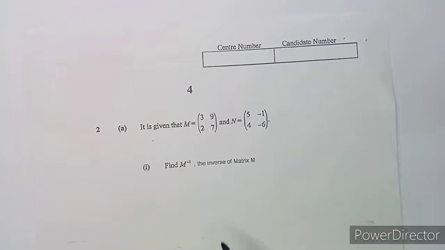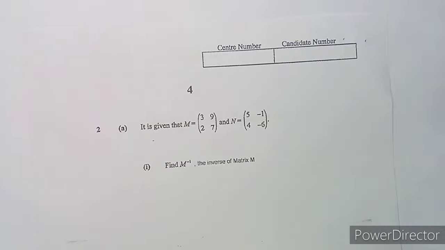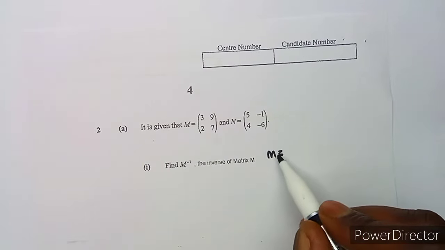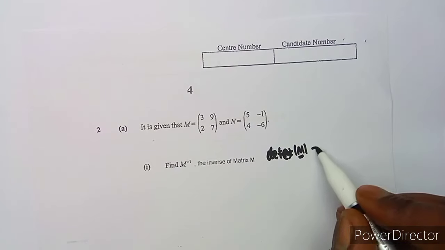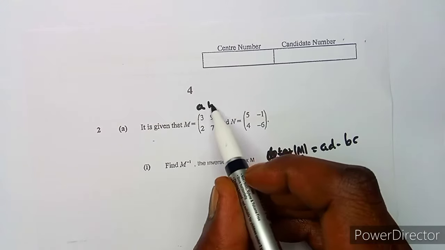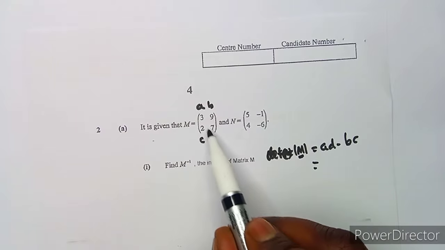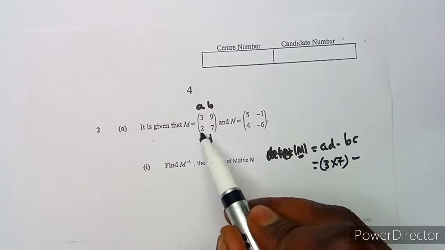Find the inverse of the matrix M. From these two matrices, we've got matrix M and matrix N. So as we know, guys, the inverse, we simply need to find the determinant of the given matrix, where I told you that determinant of M is equivalent to AD minus BC if your matrix is written as A, B, C, and D. So that means I'm going to multiply 3 and 7. That's 3 times 7 minus B and C, which is 9 times what?